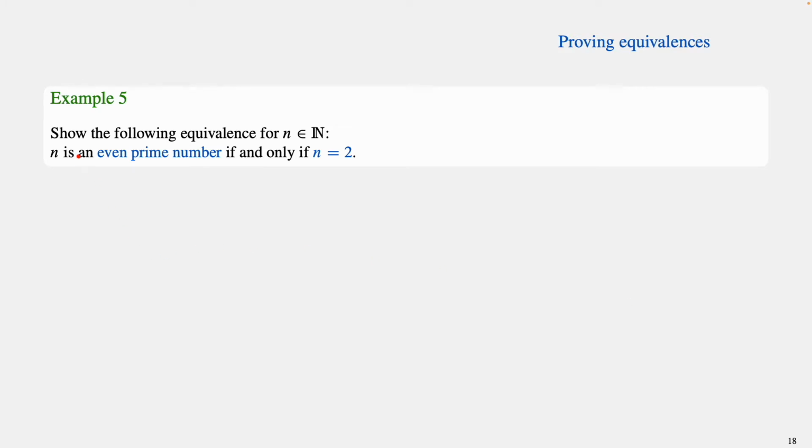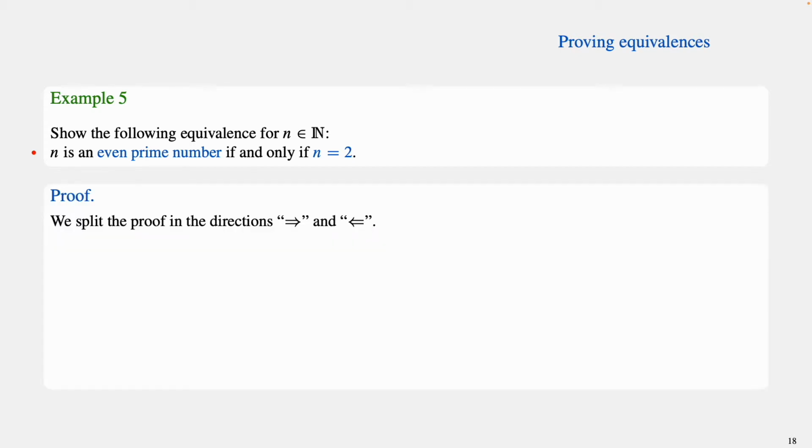I will give you an easy example for this, and we want to show the following equivalence for a natural number n. n is an even prime number if and only if n is equal to 2. So this statement seems pretty obvious and the proof is quite simple, but I will just use it to show you the principle of splitting the equivalence into two separate directions.